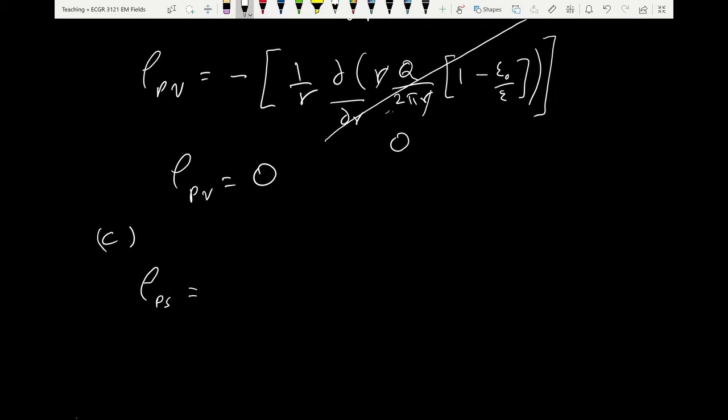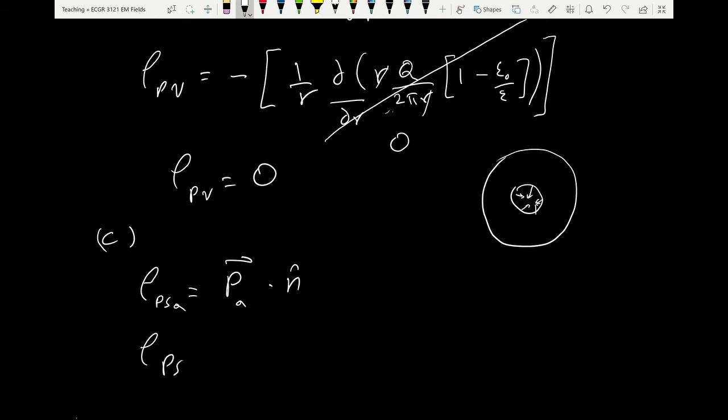So the first one, at surface A, is going to be P at A dot n hat. What is n hat? n hat is the unit vector coming out of the inner boundary, in this direction. And then rho_PS at B is the outer shell. n hat is going to be this vector. So this is n hat. It's going to be coming out of the outer boundary.